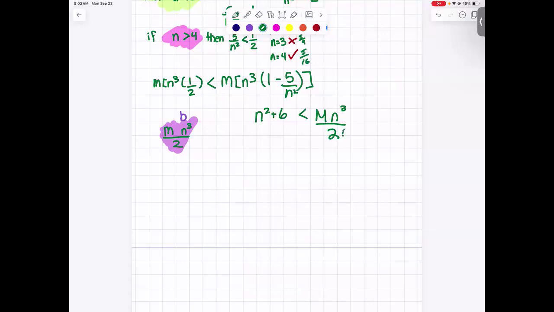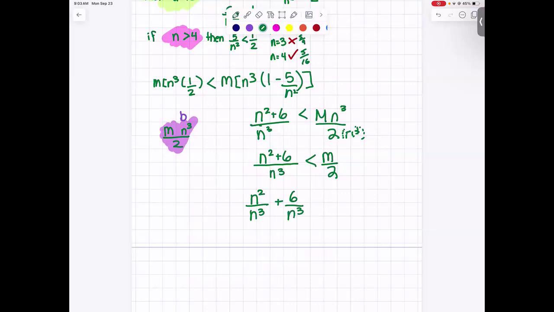So that'll be like adding an n cubed division here and adding an n cubed division there. So what are we going to actually end up with then? It'll end up looking something like this: n squared plus 6 over n cubed less than n over 2. So now let's just simplify our left-hand side. Let's just break it down a little bit to make it a little bit easier for us to look at, like this. n over 2.